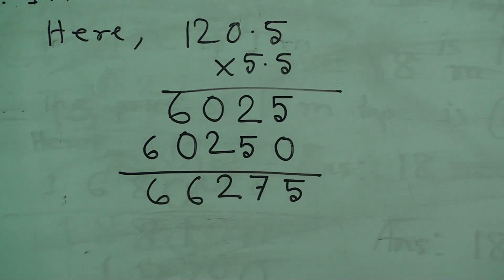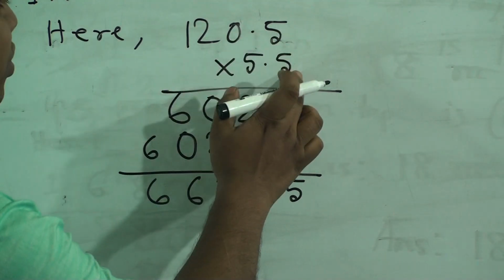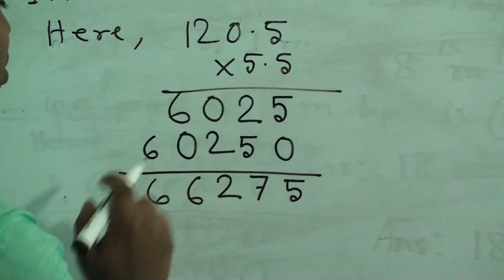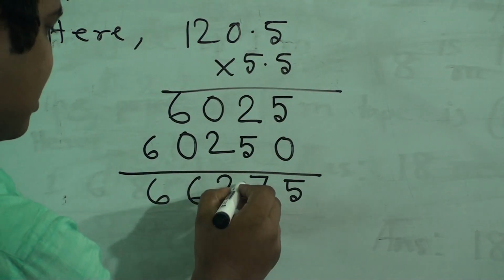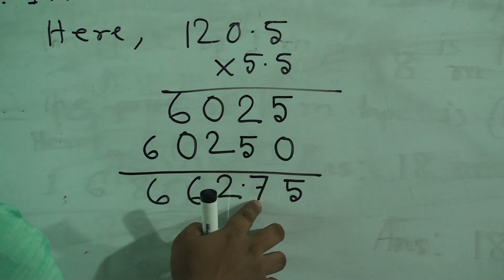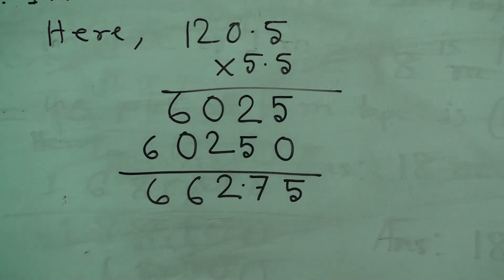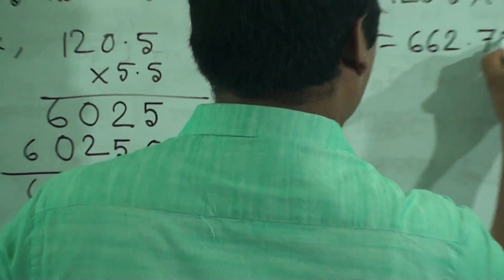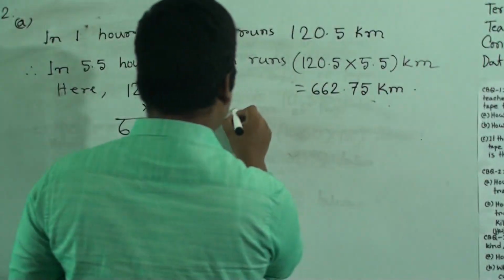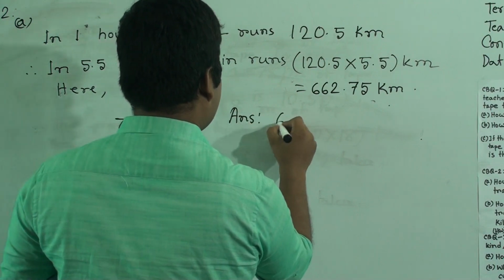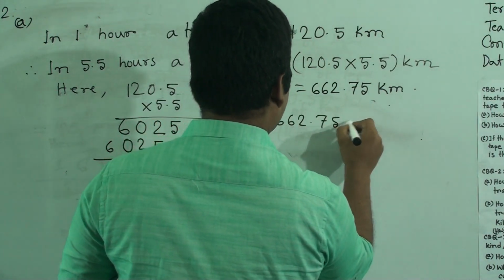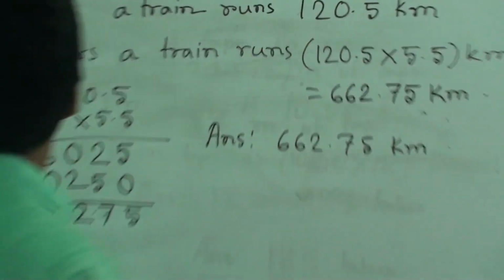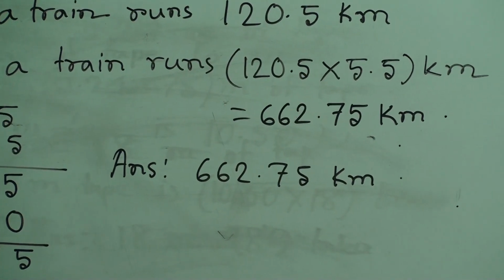So now I put the point. Notice after the point how many digits? 1 and 2. After the point, 1 and 2 digits. So the answer is 662.75 kilometers. Okay, so the answer is done.